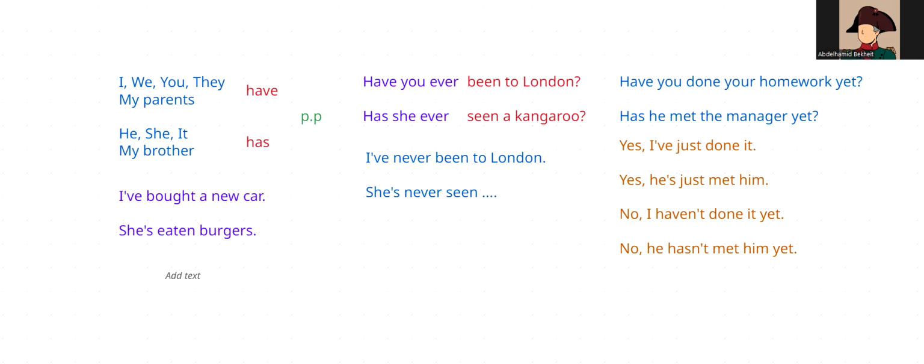But if you say I lived in Jeddah for 10 years, it means now I don't live in Jeddah. I moved to another city. So the past simple, something finished, not happening in the present, but present perfect, something happened in the past and is still in the present.